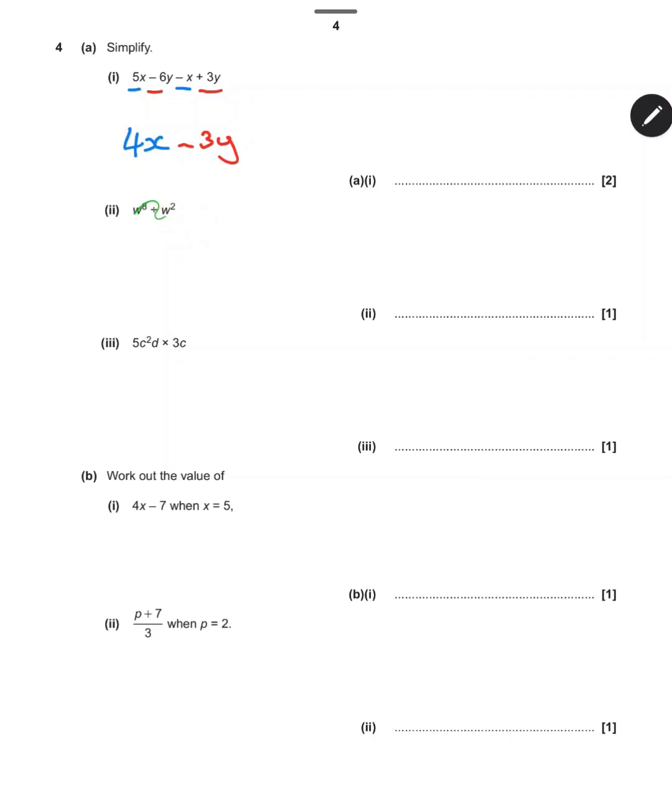Part 2, we're looking to simplify w to the 8 divided by w squared. Laws of indices, we just need to do 8 take 2, which is 6.